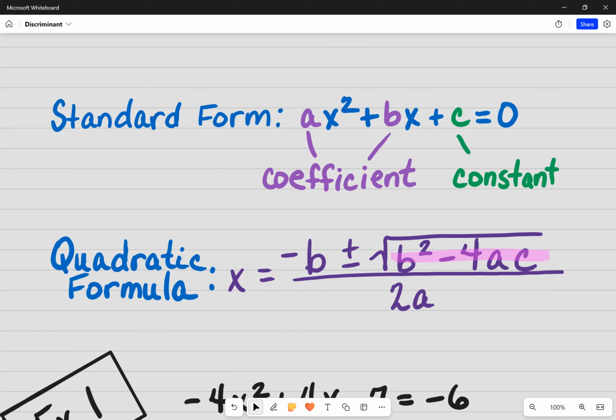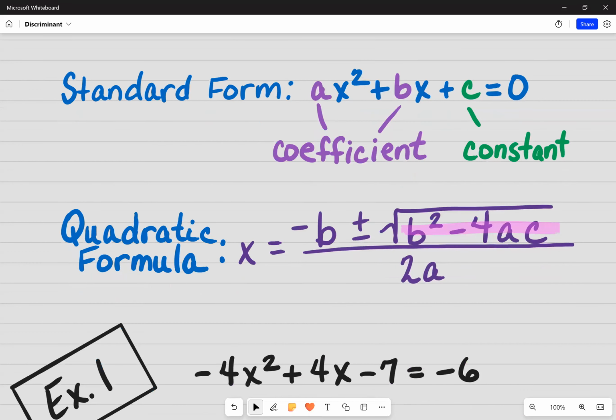Your quadratic formula, the only reason that I'm including this in this video is just to let you know where your discriminant is coming from. So the highlighted part is your discriminant, b squared minus 4 times ac. Do not take the square root of your answer. I only want the portion that's under the radical.